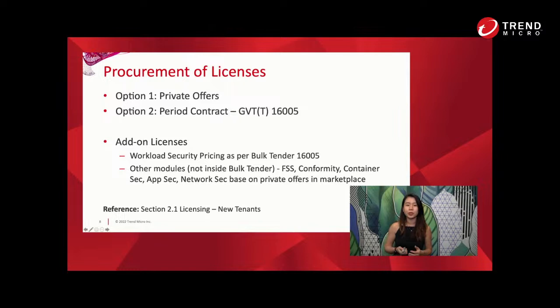There are 2 ways to procure this Cloud One module within your environment. First is private offers offered through the marketplaces like AWS or Azure. And then we also have another option of having this contract through your bulk tender 16005. If you want to add on any licenses for Workload Security, you could purchase it through the bulk tender 16005. However, the other modules are not in bulk tender, but this could be done through a private offer, where you could just talk to our account managers to discuss more about options for that, because our team has done up a special pricing for government agencies.